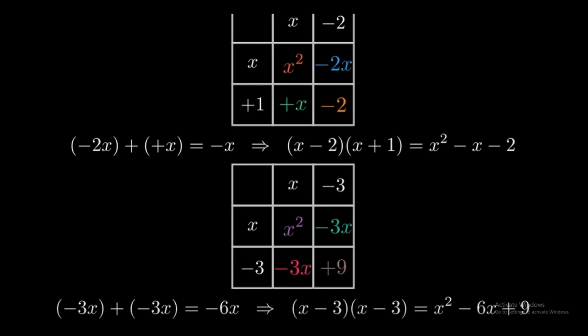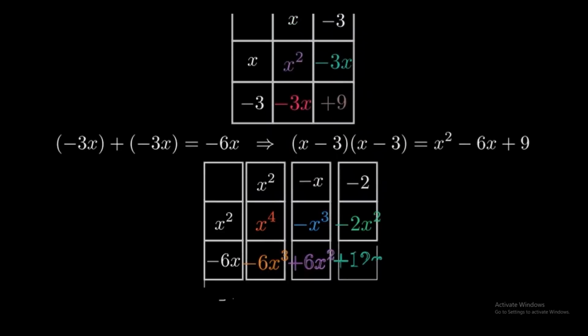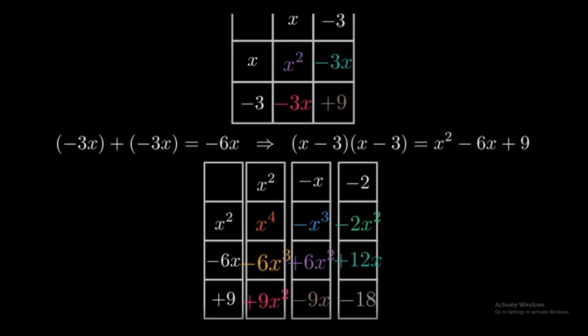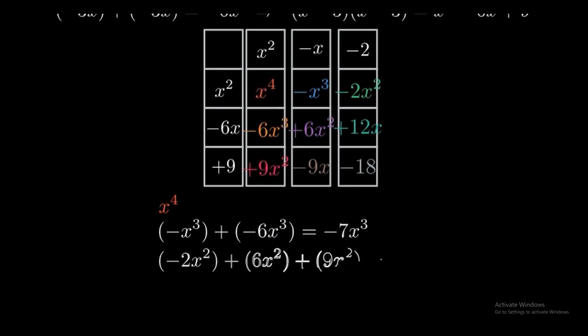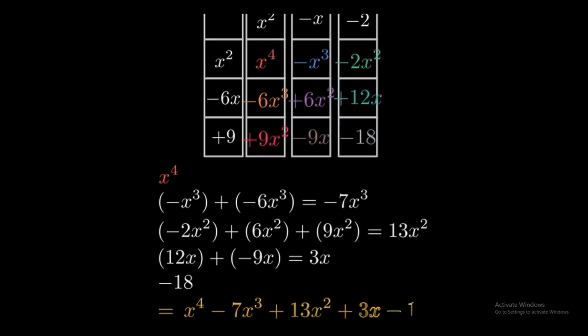Final grid. Multiply the trinomials x squared minus x minus 2 and x squared minus 6x plus 9. We'll use a 3 by 3 box to compute all 9 partial products with distinct colors. Then we will collect like terms to recover the original quartic.